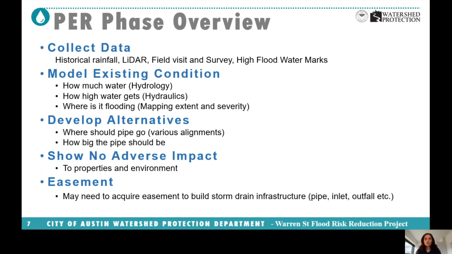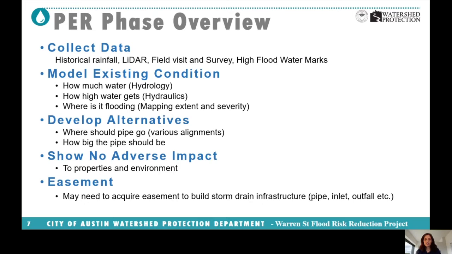How much water are we talking about that's remaining on the ground and ponding and causing flooding? Then how high the water gets, that means the depth of water at different locations within the project area. The technical term for that is hydraulics. The technical term for how much water, the quantity of water, is hydrology. And the third important thing is where the flooding is occurring or where the ponding is occurring. And that tells us the extent and the severity of flooding.